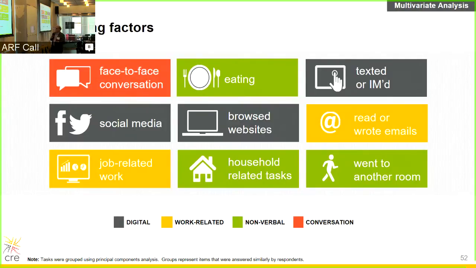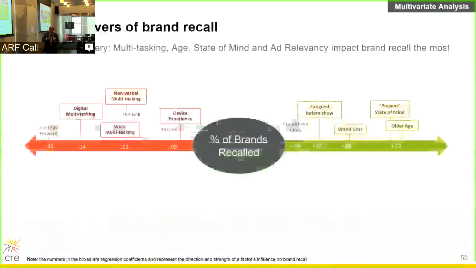This was before the controversy. Nonverbal multitasking. Nonverbal multitasking is eating, doing household-related tasks, going into another room. All these things go on. And then conversation, face-to-face conversation. So there are 4 different types of multitasking.